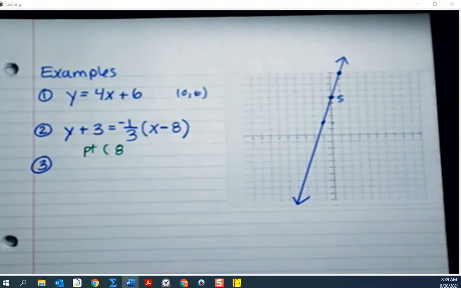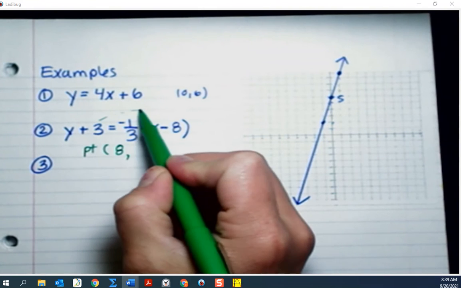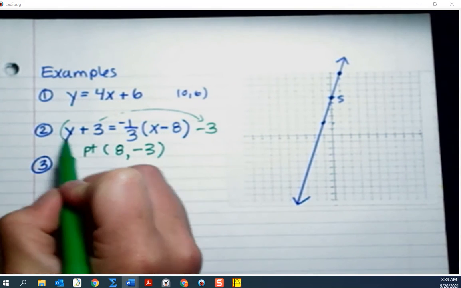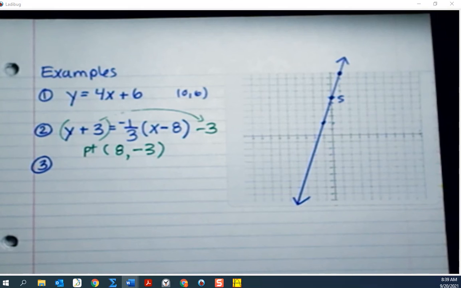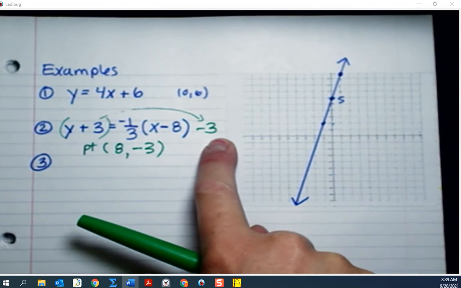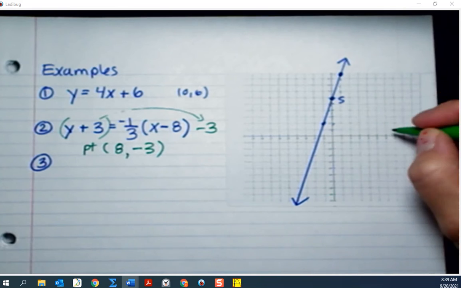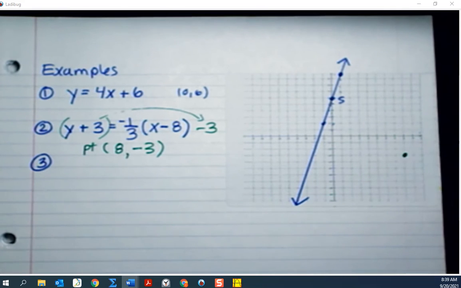8. Okay. This is a little tricky. You see how the 3 is not on the other side? So it is 8, but it's -3 because when I leave the 3 over here with the y, it's actually grouped up, and anytime it's in grouping symbols, it is opposite. So just be careful that when you want to do the transformation, it's got to be in that y equals format. Okay, so it's 8, -3. Perfect. 8, -3.